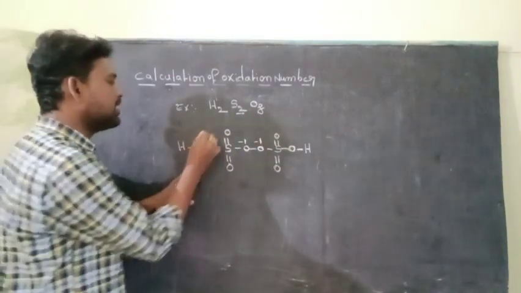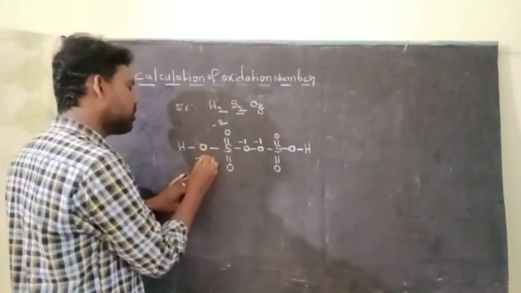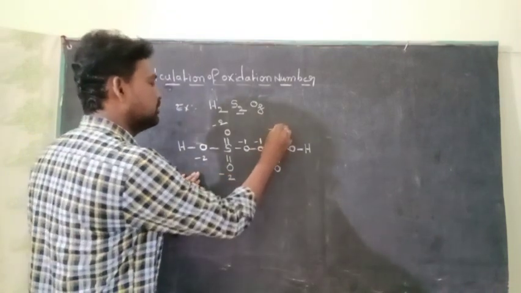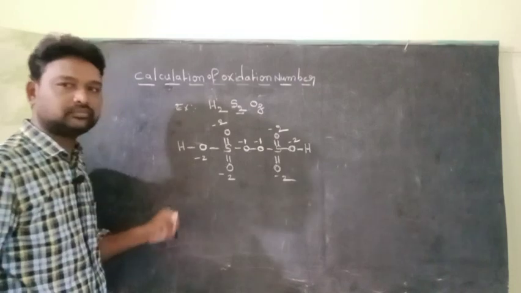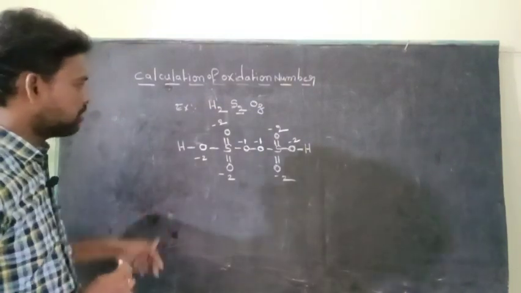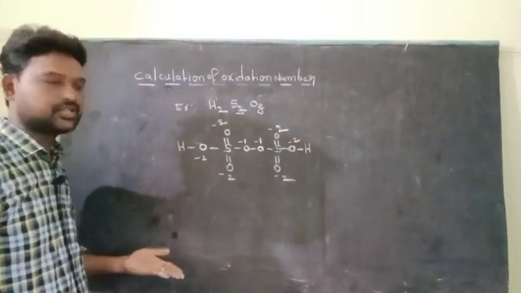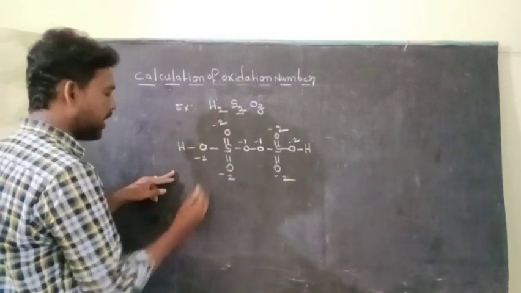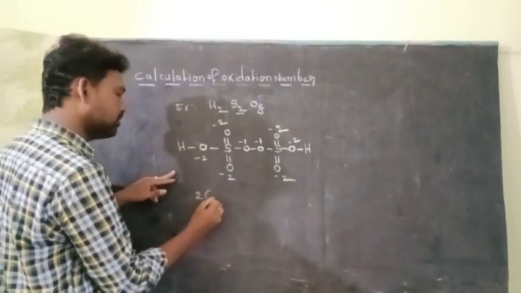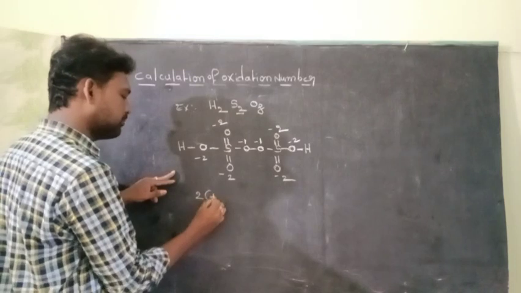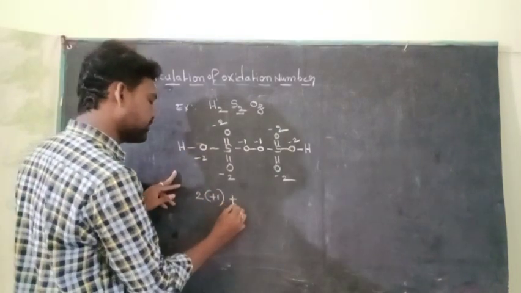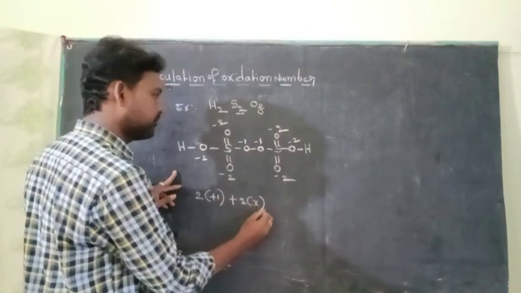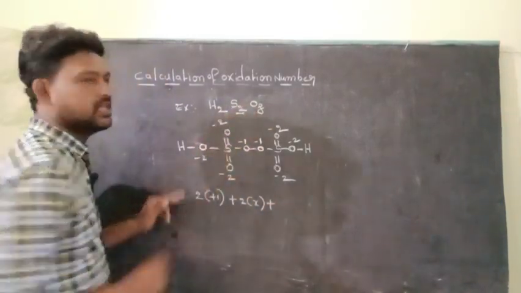So that's why the remaining oxygen atoms have a -2 oxidation state. Normal oxygen atoms have a -2 oxidation state. Okay, so now you can calculate the oxidation number. Two hydrogen atoms: 2 into hydrogen at oxidation number +1. Two sulfur atoms: 2 into X. Plus 8 oxygen atoms.